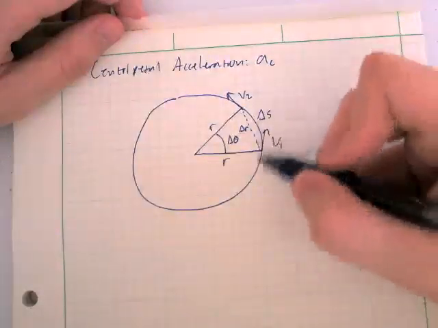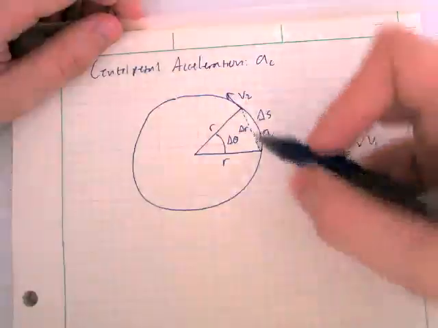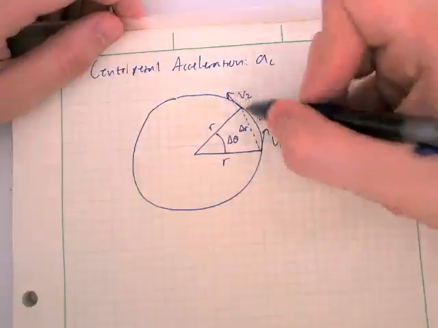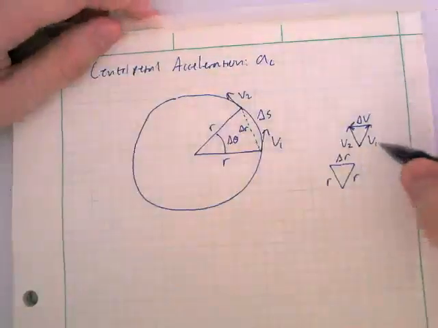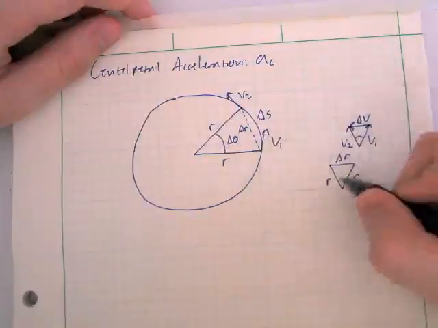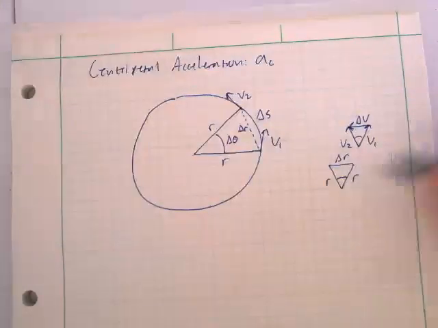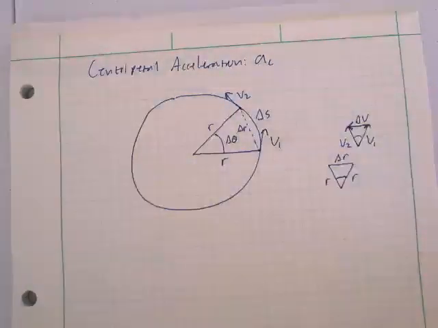I didn't quite draw it right. I wasn't quite good enough with my perfect circle, but it's close. So this v1 is perpendicular to this r. This v2 is perpendicular to this one, and so this angle between v1 and v2 will be the same as this angle between these two different r vectors that we have, right? So these are similar triangles, and so this lets us write some very useful ratios.